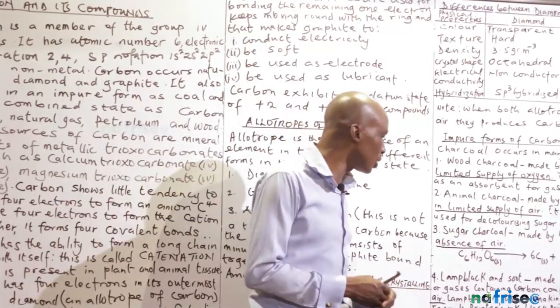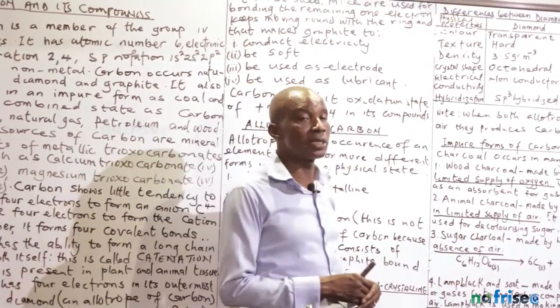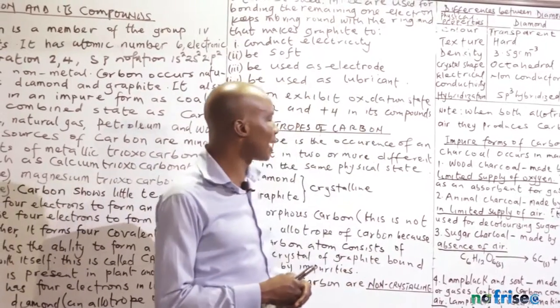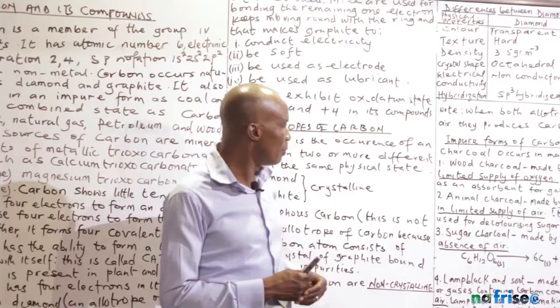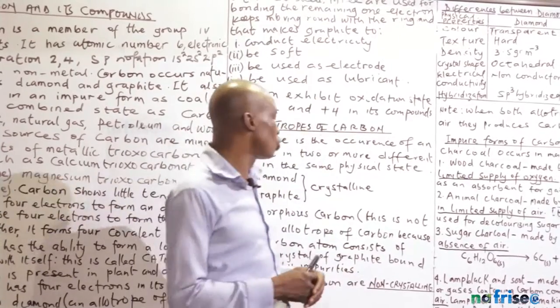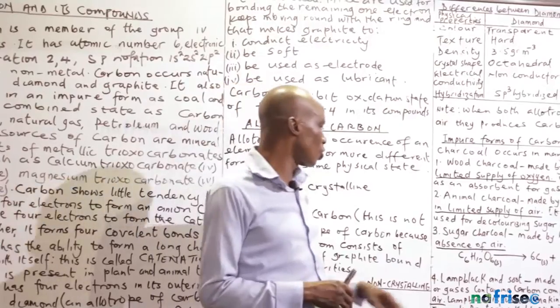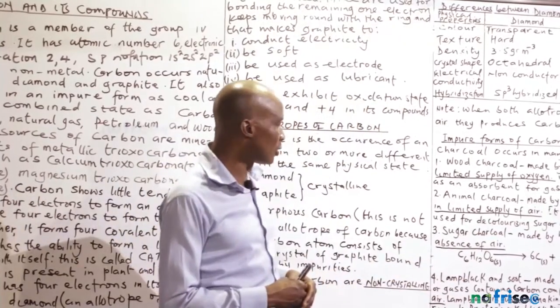One may now ask, what are the uses of this lamp black? Lamp black is used in making gramophone records. We use lamp black in making printer's ink. We use lamp black in making black paint, even shoe polish and rubber tires. That is its application in production of all these products I just mentioned.